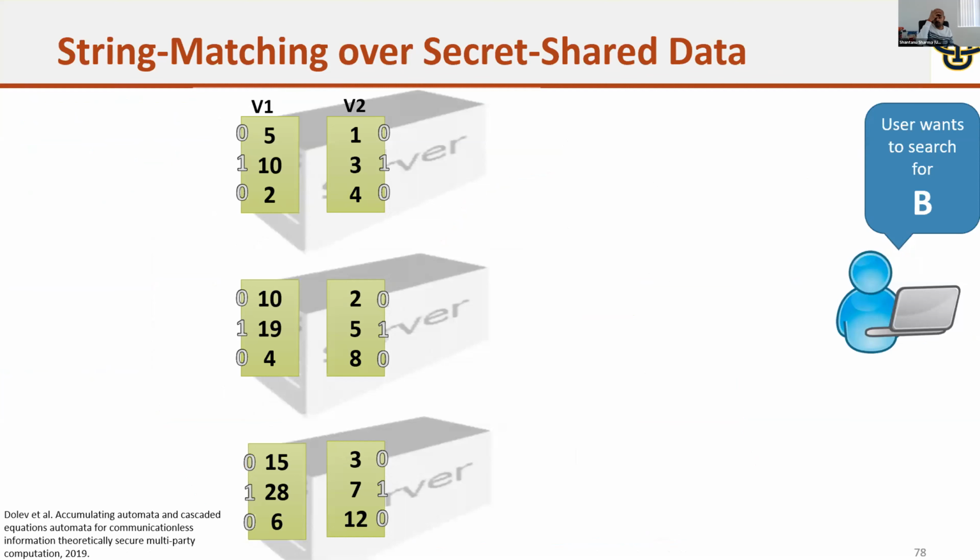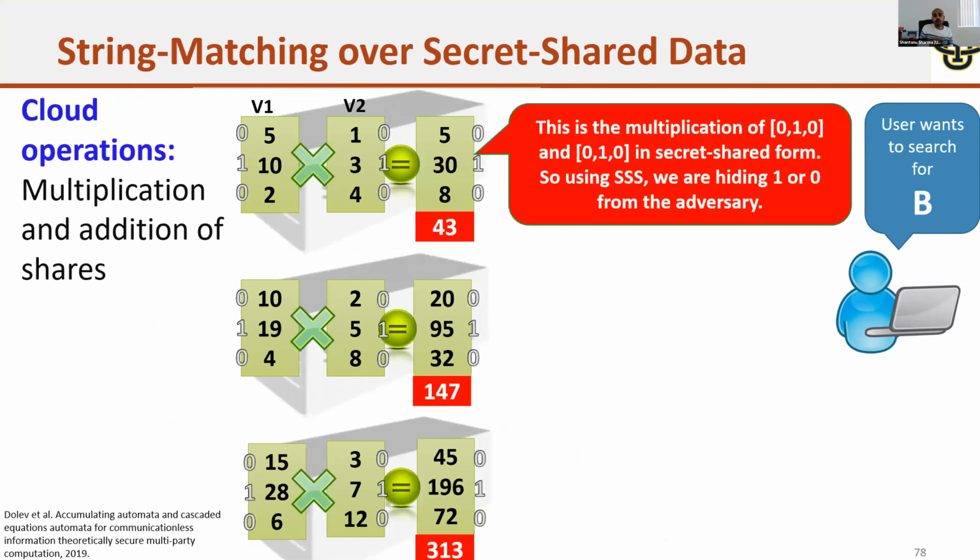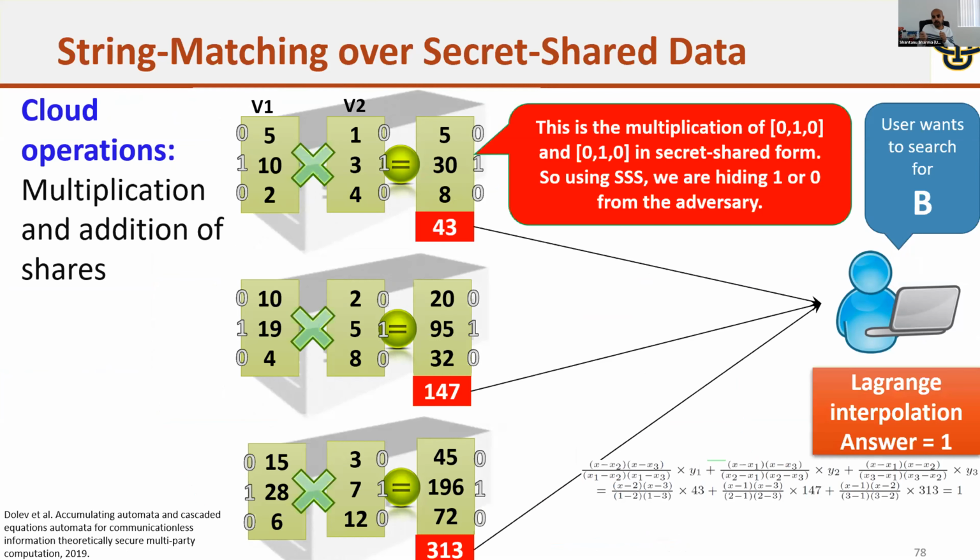So how will the operation go on? The vector v1 represents the database and vector v2 represents the query coming from the user. We need to multiply these bit by bit. After that, we add all the values. After addition, we get 43, 147 and 313. These three values are sent to the user. The user performs Lagrange interpolation, and if he gets 1, he knows the value B is there. If he gets 0, the value B is not there. This way, we can execute the string matching operation at the cloud side.